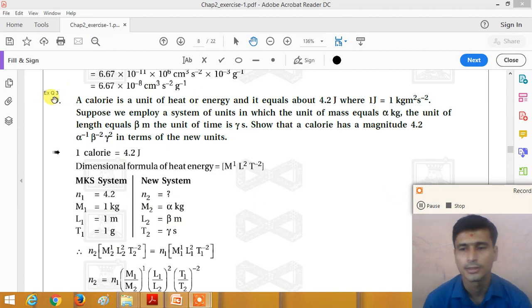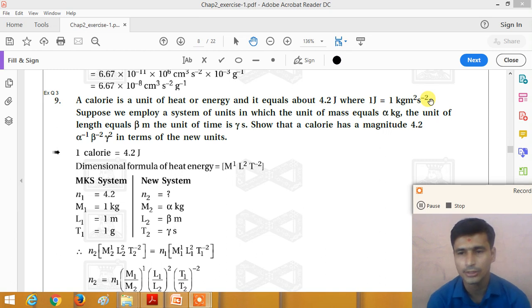Question number 3 of the exercise. A calorie is the unit of heat or energy, and it is equal to about 4.2 joule. Dear student, joule and calorie both are units of energy. 1 calorie is equal to 4.2 joule, where 1 joule is equal to 1 kilogram meter square second raised to minus 2.